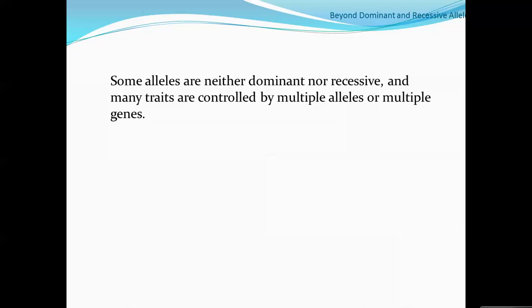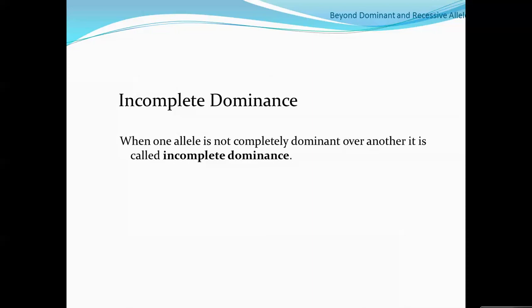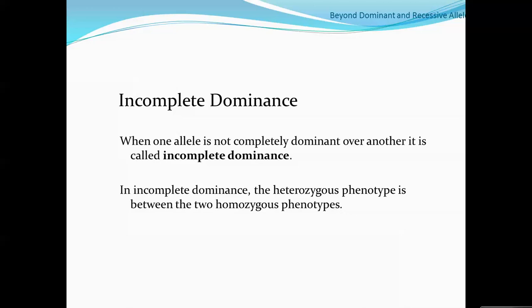And then again, some alleles are neither dominant nor recessive, and they're controlled by multiple alleles or multiple genes. So we're going to take a look at what these examples are. Our first case is going to be called incomplete dominance, and this is when one allele is not completely dominant over another. In incomplete dominance, the heterozygous phenotype is between the two homozygous phenotypes. So what that means is that they mix together.